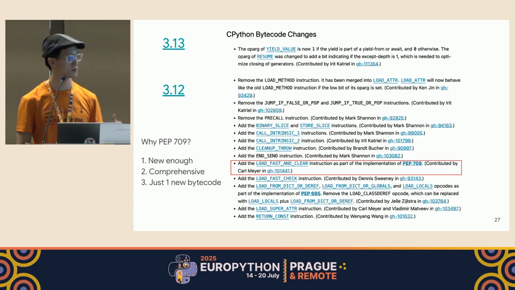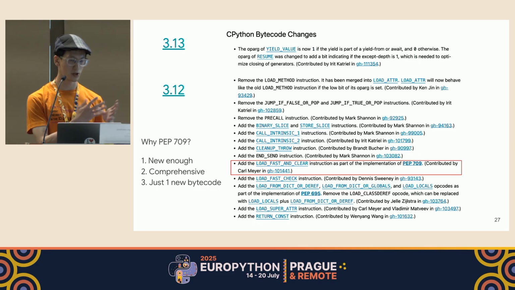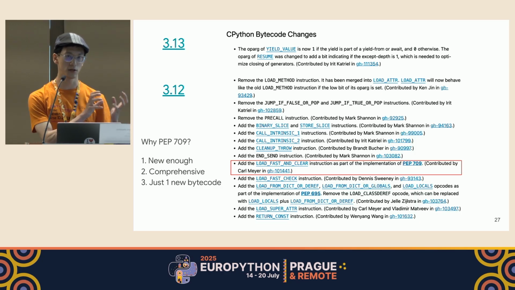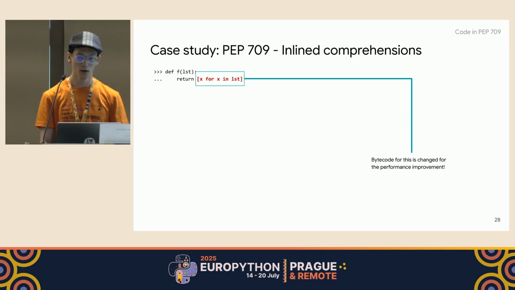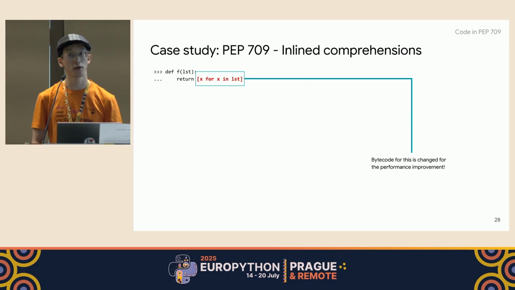It's new enough, I believe; 3.12 is still very new. And comprehensive because the document provides pretty comprehensive content. Plus, it's a single new bytecode mapped to one PEP. That's a very clear, single new bytecode example that we can refer to. The title of PEP 709 is Inline Comprehensions.